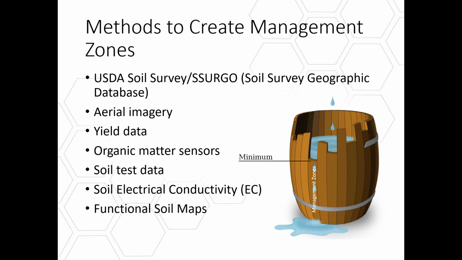Soil electrical conductivity correlates the electrical resistance of the soil to some other factor. The primary correlations are to soil texture and organic matter. While this is a good tool, it can be fairly expensive and still only gives part of the picture.